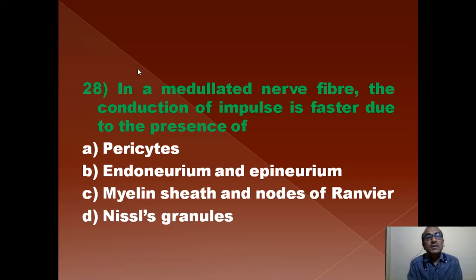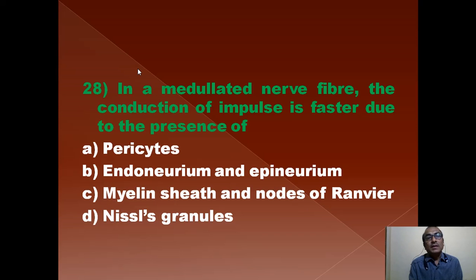A is Pericytes, B Endoneurium and perineurium, C myelin sheath and nodes of Ranvier, and D Nissl's granules. We know that Nissl's granules are present inside the cytoplasm of the nerve cell, which are derived from the endoplasmic reticulum, and they are responsible for production of the microtubules.